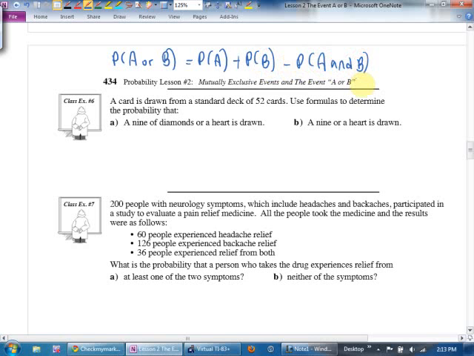Instead of A, Amy, can I use 9D for nine of diamonds? And instead of B, what would be a clever letter to use? H for heart? Okay. So this is wanting to find the probability of 9D or H. And that's going to be the probability of the first one plus the probability of the second one minus the probability of both.